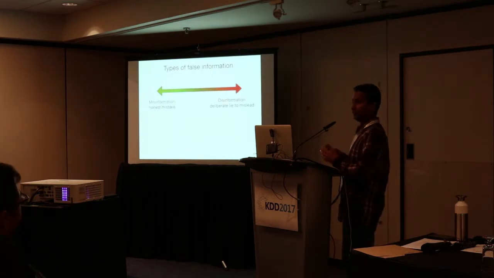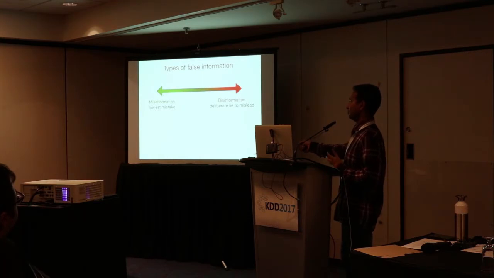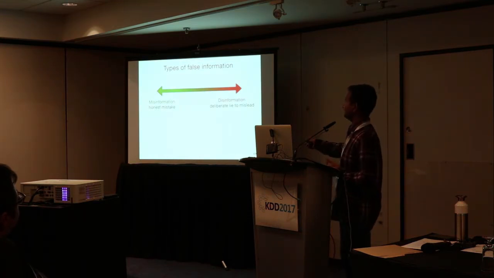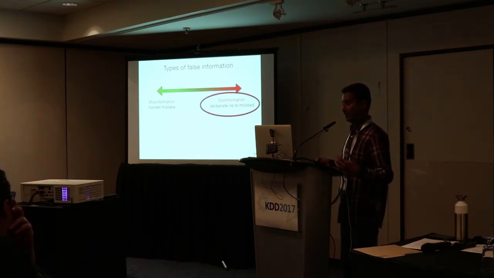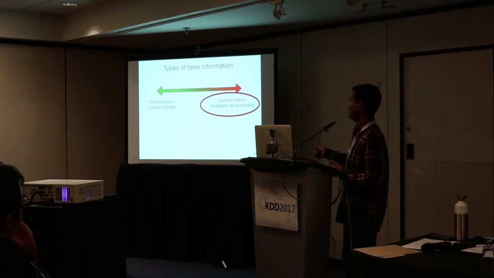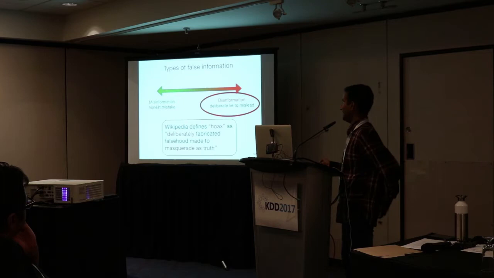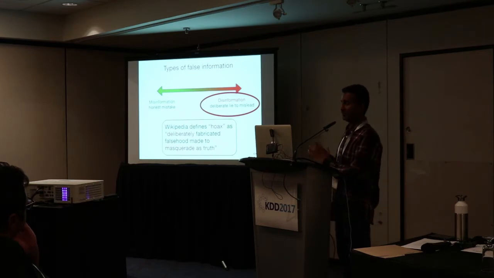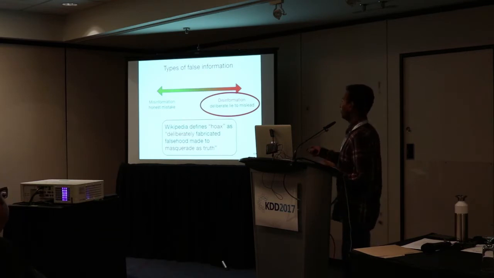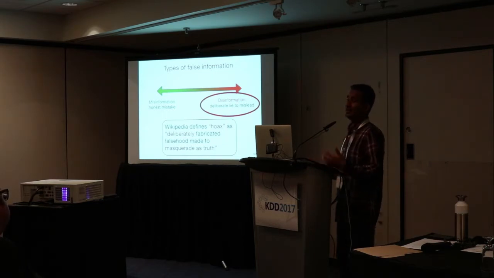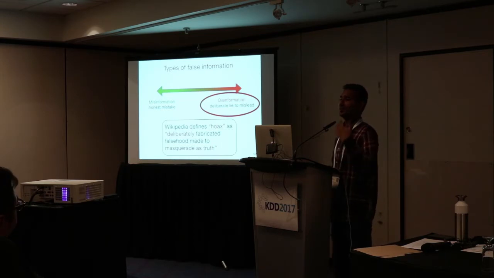On the spectrum of false information, on the one side, we have misinformation that are honest mistakes. And on the other side, we have disinformation that are deliberate lies created to mislead others. And we'll focus on disinformation because they are created deliberately and these are not honest mistakes. Wikipedia defines hoax, which is a type of disinformation, as deliberately fabricated falsehood that is made to masquerade as truth. So there are two important things here. One, it's deliberate. And second, it is made such that just by looking, it would seem that it is actually genuine.